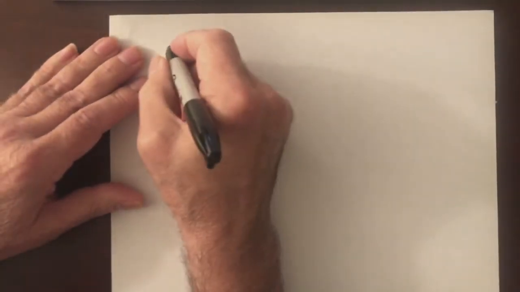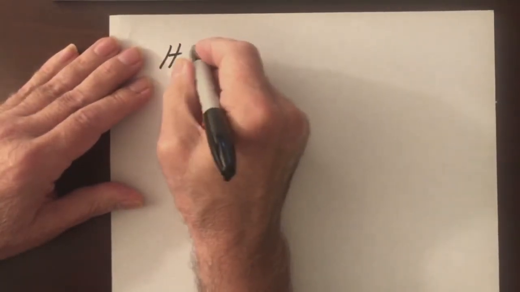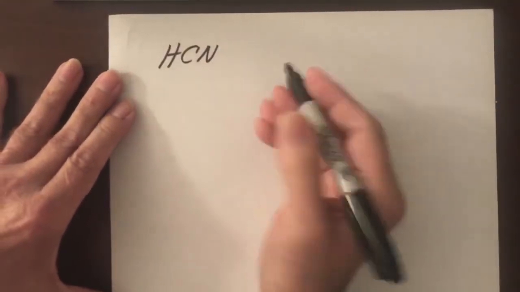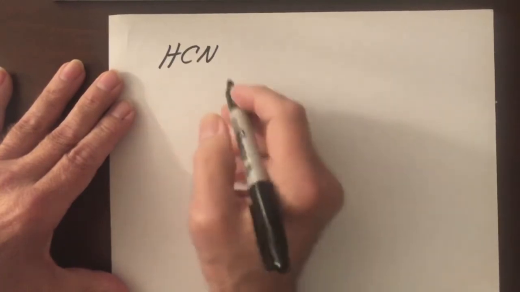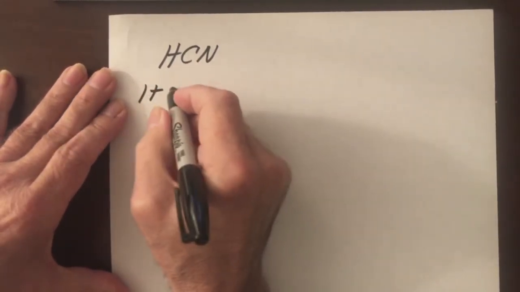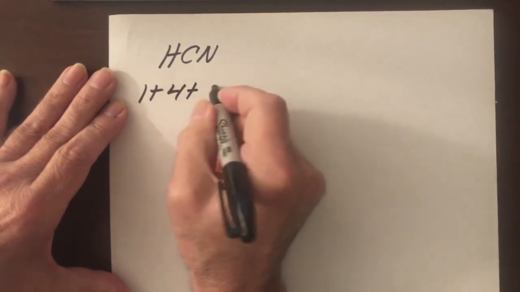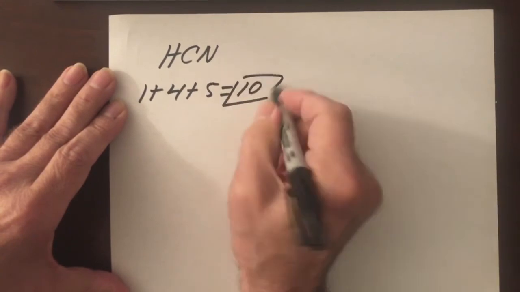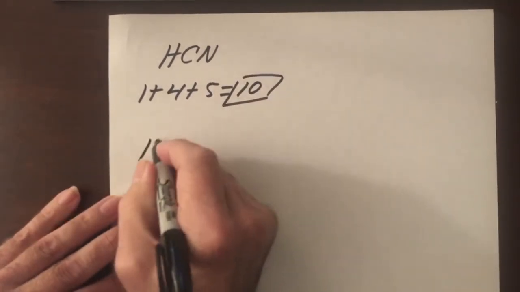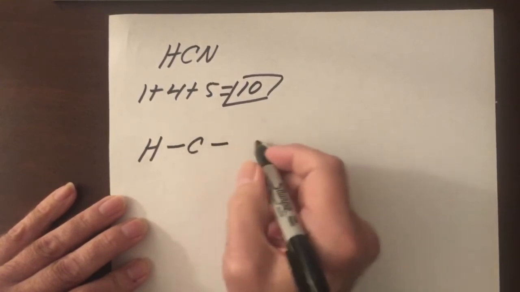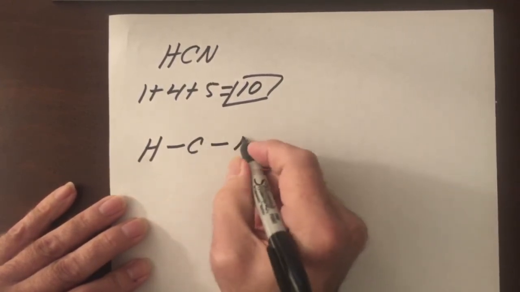Let me try hydrocyanic acid. You'll learn the names of these acids later on. Actually, it's something you learned last year you may have forgotten. Okay, now for this, hydrogen has 1 valence electron, carbon 4, nitrogen 5, so that gives me 10 electrons. So I'm going to bond the hydrogen to the carbon and the nitrogen.